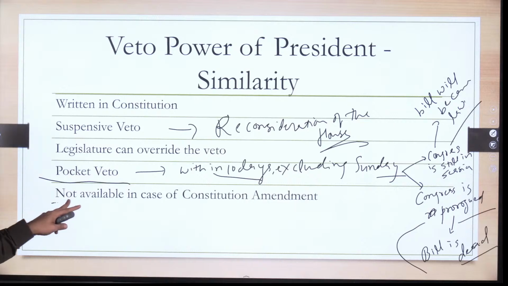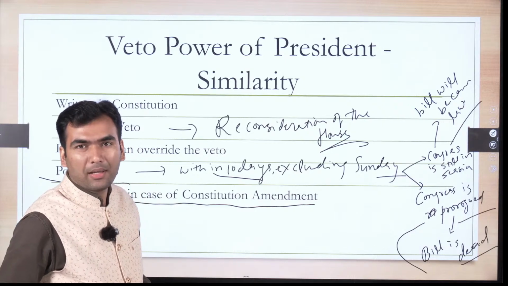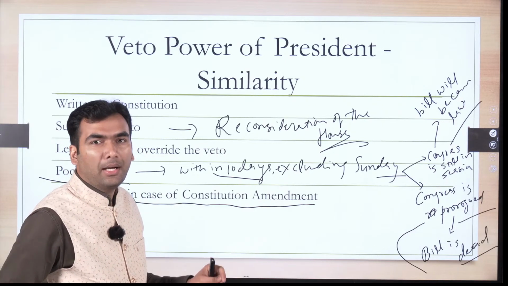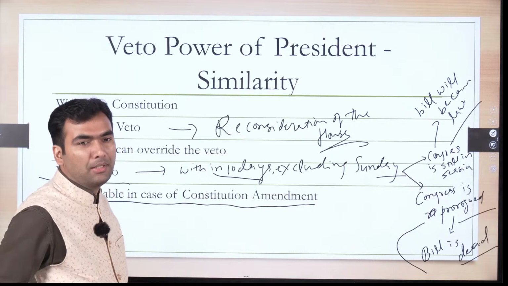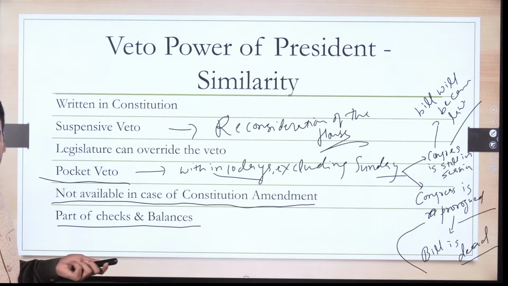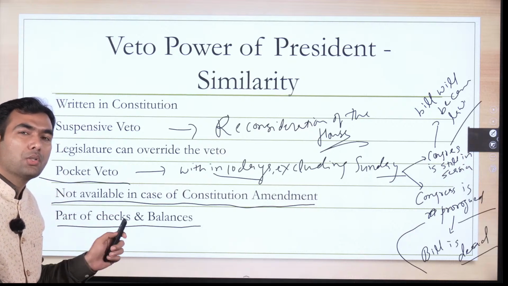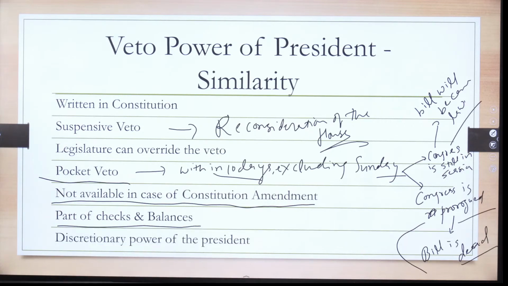The second thing is that no veto power is available in case of constitutional amendment. In India's case also, the constitution writes in Article 368 that the president must give his assent in case of a constitution amendment bill, and it is a part of checks and balances. We have studied that although both the countries have separation of power, at the same time both the countries also have checks and balances.